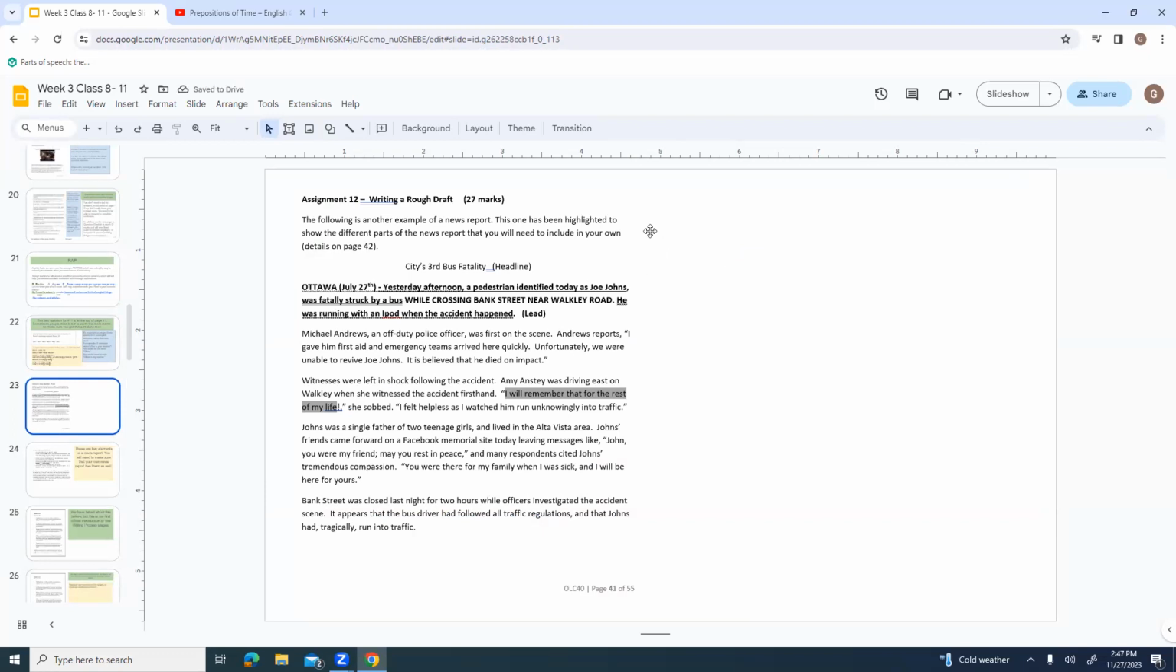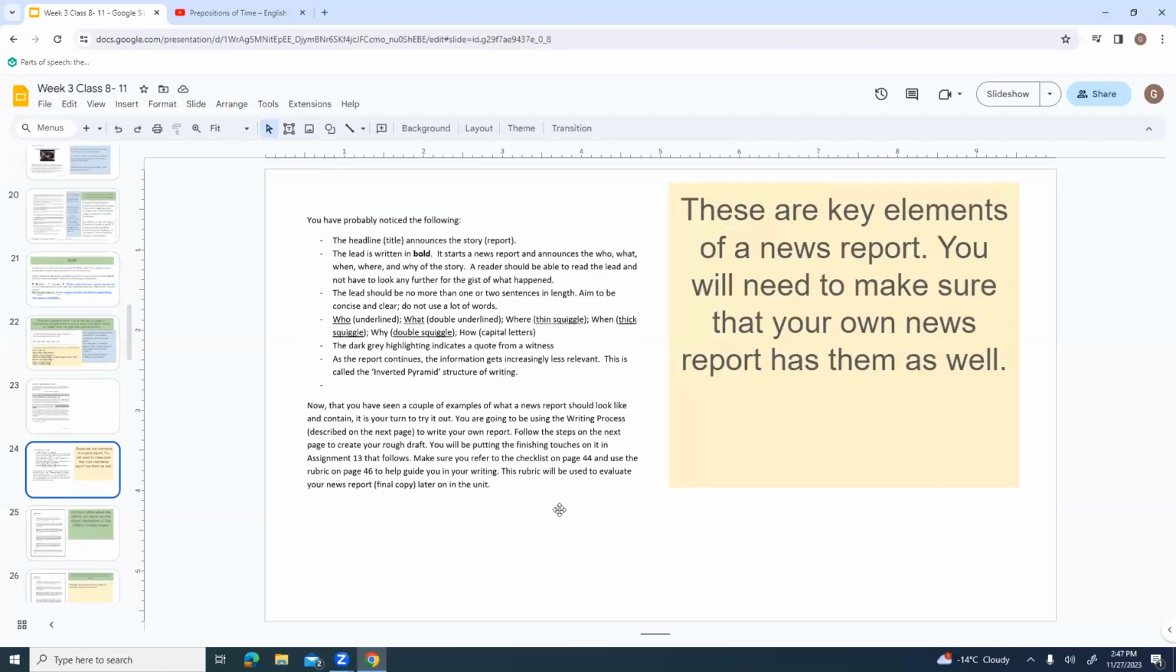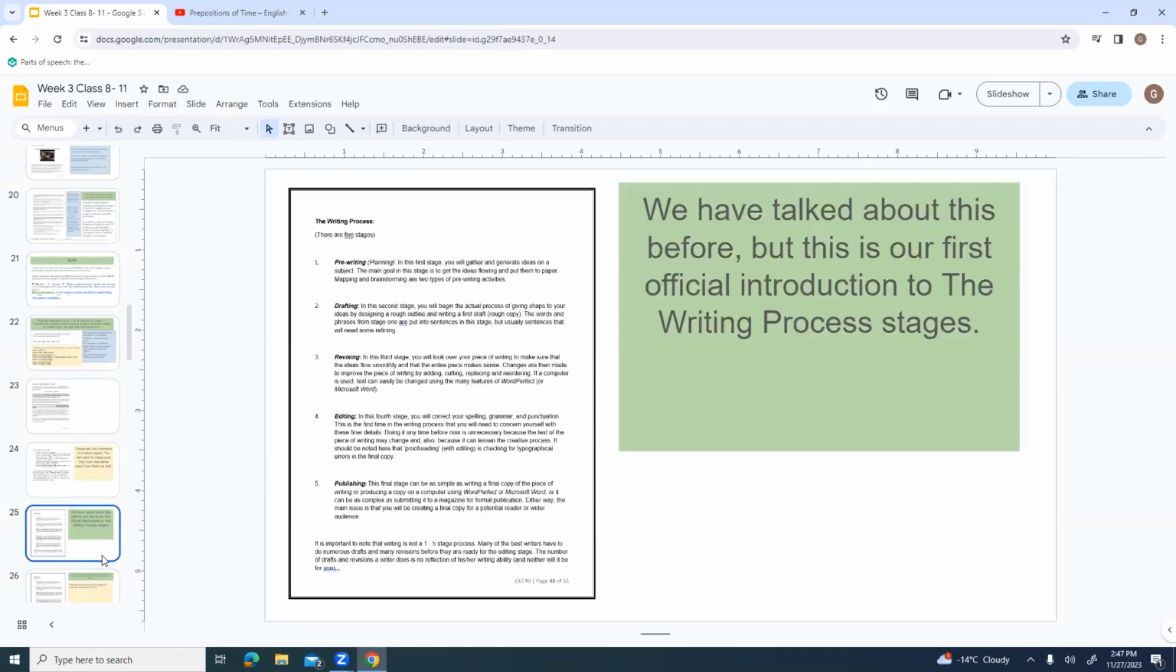Assignment 12 is where we're creating our own news report. They've given us another example of a news report here, which we'll read, and they point out some of the key parts of it. And then for some reason, here is where they talk about the writing process.